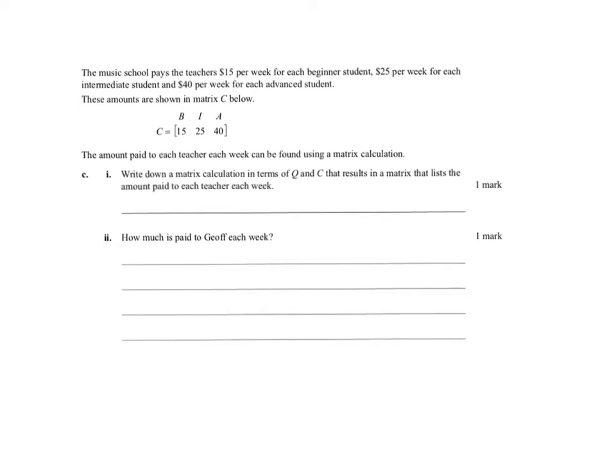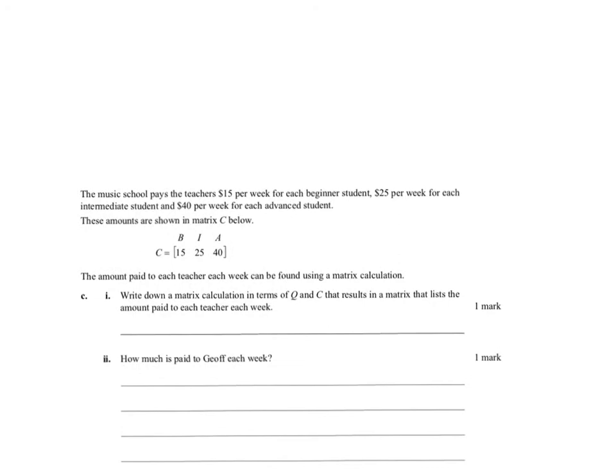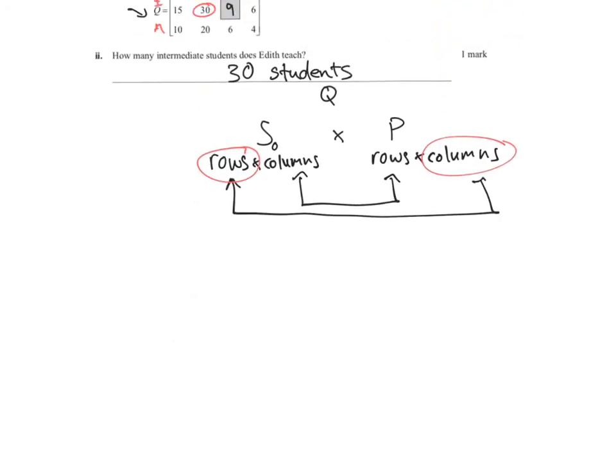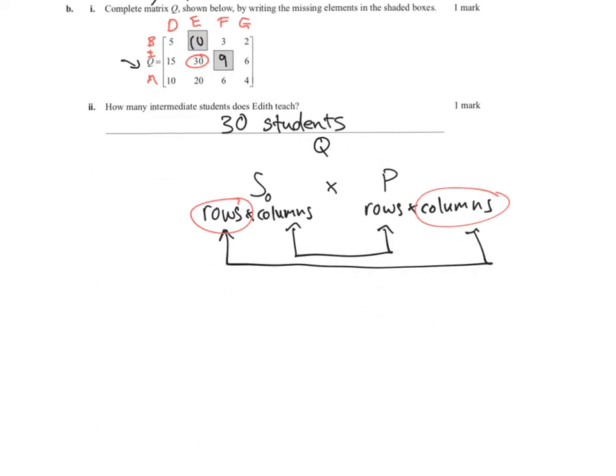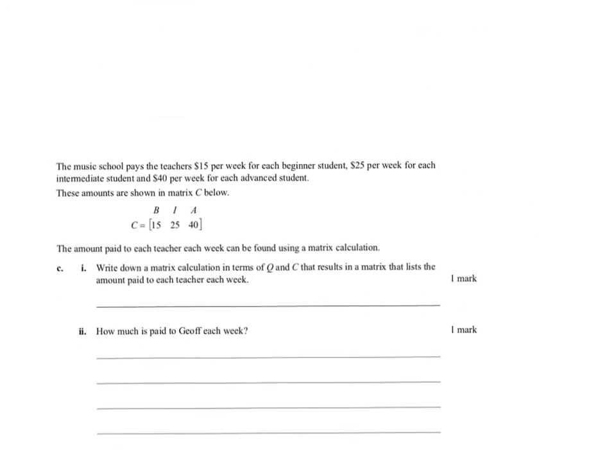Quite wordy, but what it's saying is we want to do a matrix calculation in terms of Q and C that's going to tell us how much each teacher is paid each week. One handy way you can do this is to write the order for both matrices. Looking at our matrix Q, that's a 3x4 matrix. So Q is a 3x4 matrix. We can see C above, and C is a 1x3 matrix.